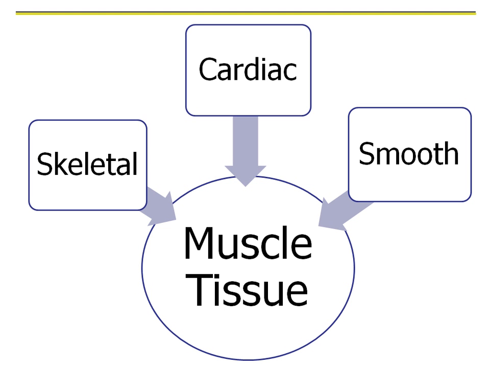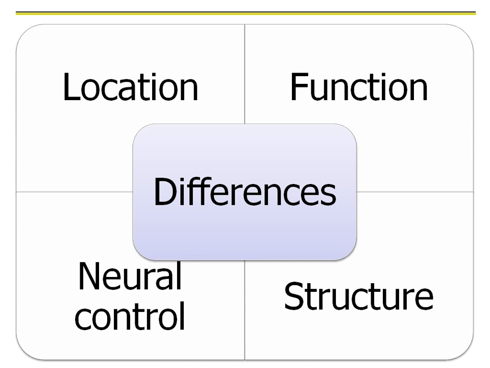There's skeletal, which moves the bones and is attached to bones by tendons. Then there's cardiac. Cardiac's found specifically in the heart. And then there's smooth muscle tissue, which is blood vessels and viscera. Each of the three is specialized for its function like anything else in the body. So let's look at how they're different.